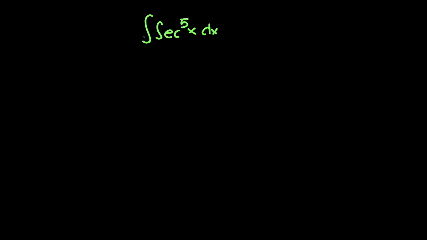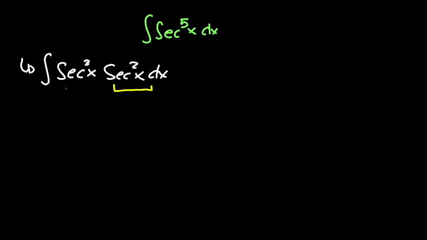Let us evaluate the integral of secant to the power 5 of x. When dealing with an integral of secant and our exponent is an odd number, we must first factor out secant squared of x, making this the integral of secant cube of x multiplied by the factored out secant squared of x dx. And we can think of this as one part and this the other part. This is because what we're going to do next would be to integrate by parts.